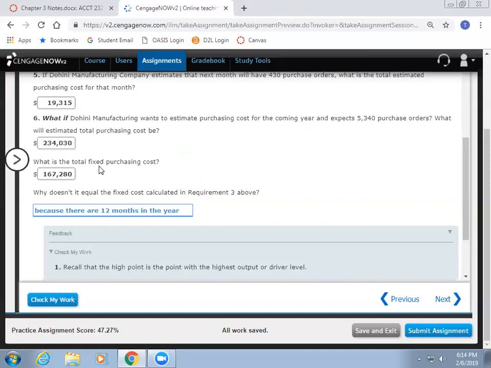Any questions on high-low method? So again, it's just a cost estimation method where you're calculating the variable rate per unit, and then you can establish and find fixed costs and establish your cost function.